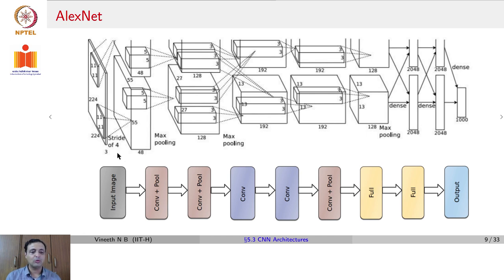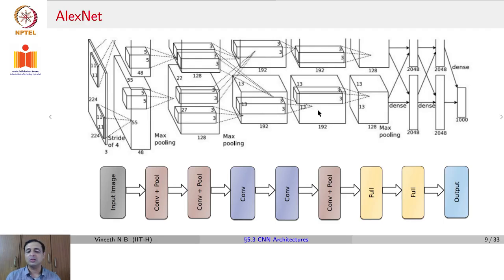So 224 cross 224 cross 3, 11 cross 11 was the size of the filter, and then you have a stride of 4. They also had a certain level of padding, so you would have 227 cross 227 as the final input given to the network. So it would be 227 minus 11, that's 216, divided by 4, which gives you 54, plus 1, which gives you 55. Okay, that's what we talked about even earlier.